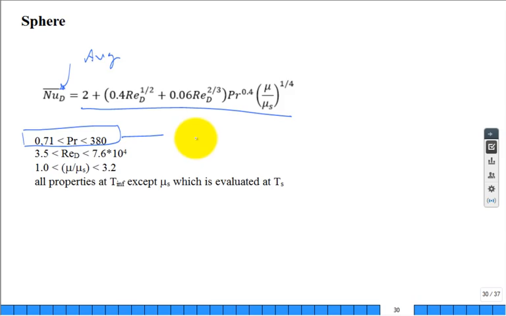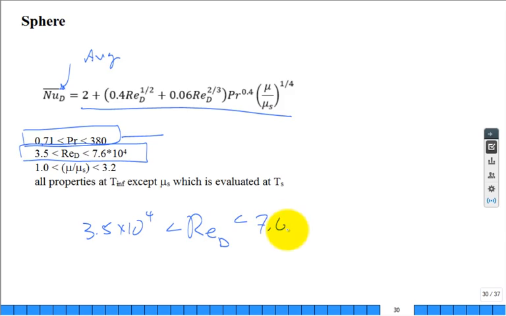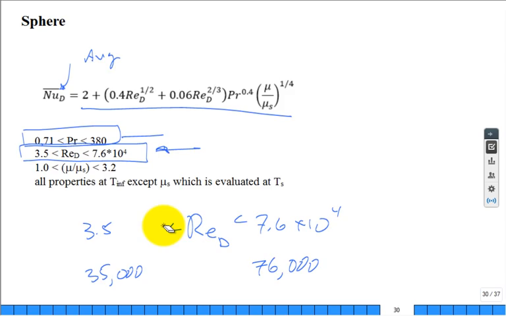Now, this is a question right here. What about this range of Reynolds number? Reynolds number diameter. Is that from 3.5 times 10 to the 4 to 7.6 times 10 to the 4, or 35,000 to 76,000? Is that what that means right there? Or does it mean from literally 3.5 to 76,000? Which one is it? What is this lower value?